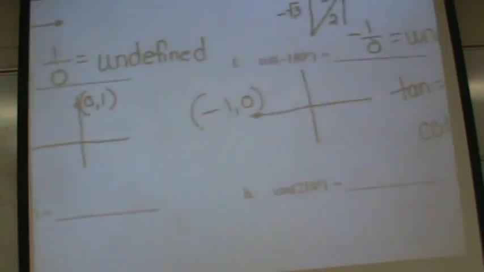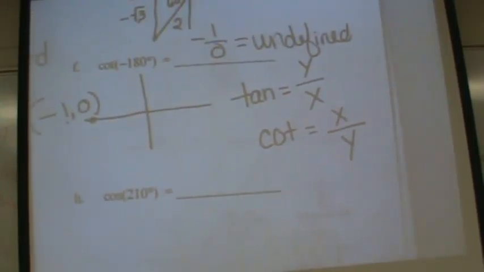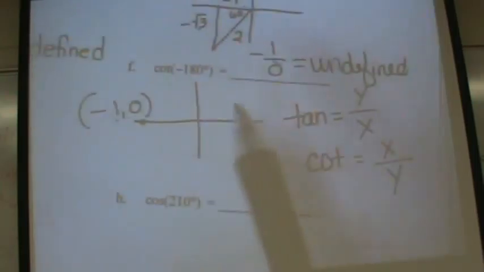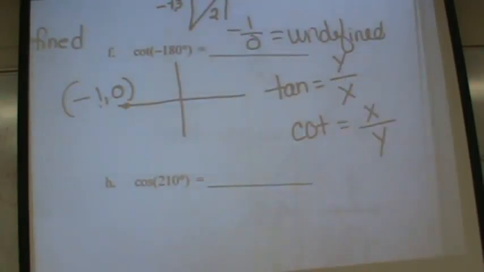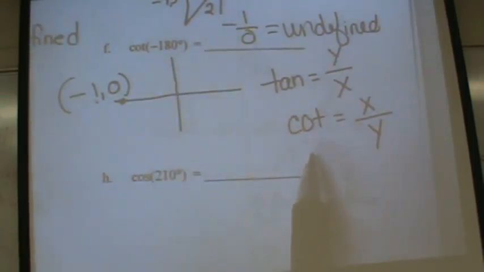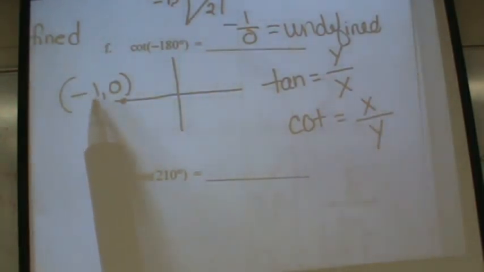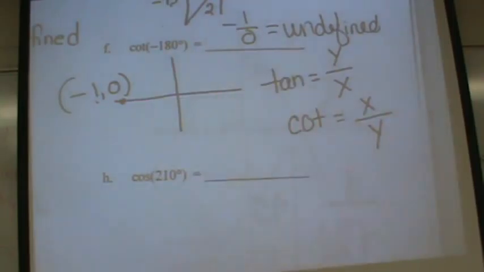You just flipped the definition to x over y from y over x, because tangent is y over x, so the cotangent is x over y. The x value is negative 1, and negative 1 over 0 is undefined.